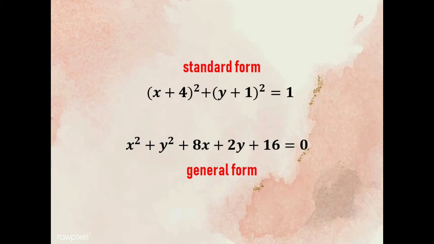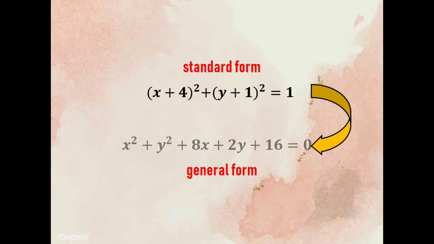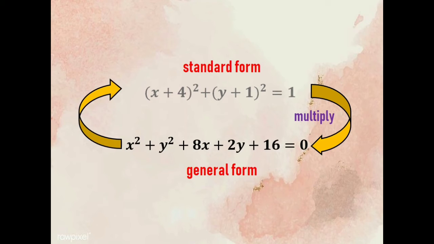In summary, to convert from standard form to general form, we multiply. And to convert from general form to standard form, we complete the square.